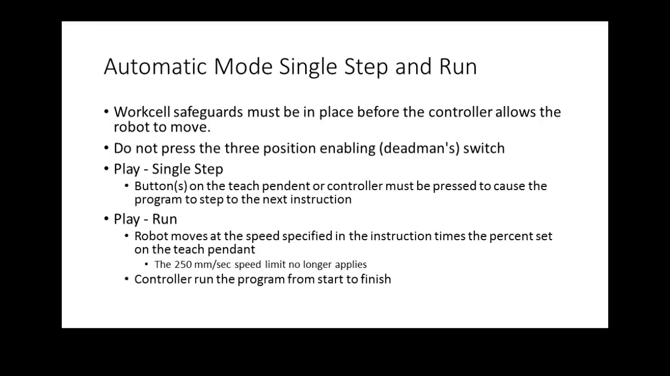Robot move. So play run. The robot moves at the speed specified in the instructions times the percentage set on the teach pendant. The 250 millimeter per second speed limit no longer applies. The controller will run the program from start to finish.